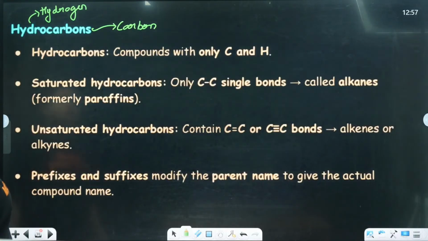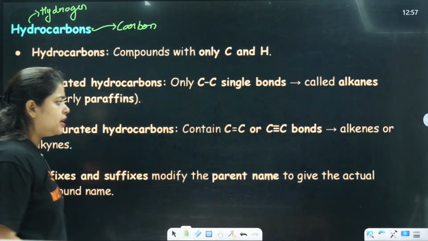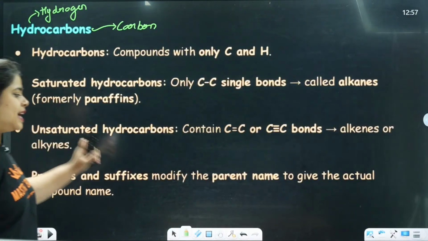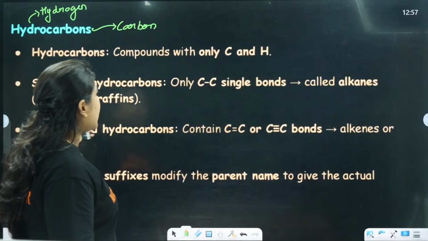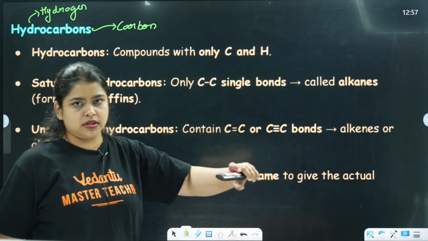Next, saturated hydrocarbons have only C-C single bonds and are called alkanes, or paraffins. Unsaturated hydrocarbons contain a C double bond C or C triple bond C. These are called alkenes or alkynes. Alkenes and alkynes are called unsaturated hydrocarbons. Saturated hydrocarbons have only single bonds.